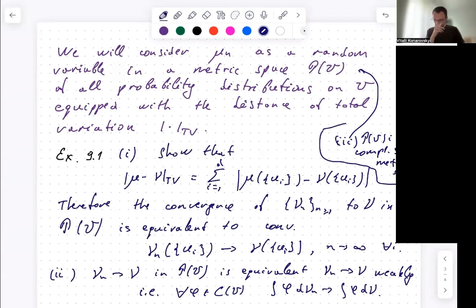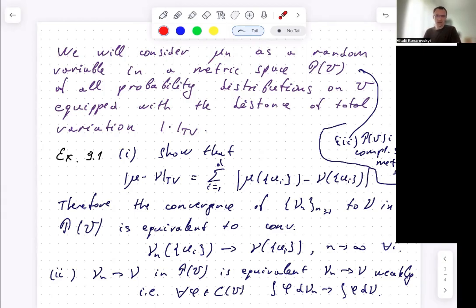Now we want to work with these measures mu n as a random element which takes values in the complete separable metric space, and we want to figure out whether we have the large deviation principle for this family mu n.